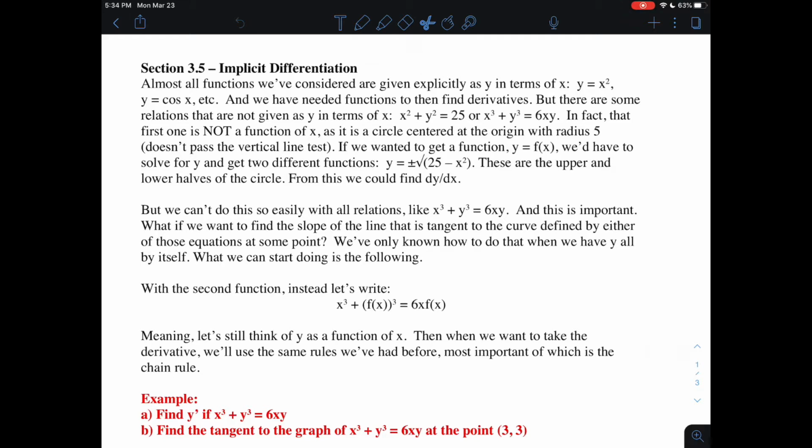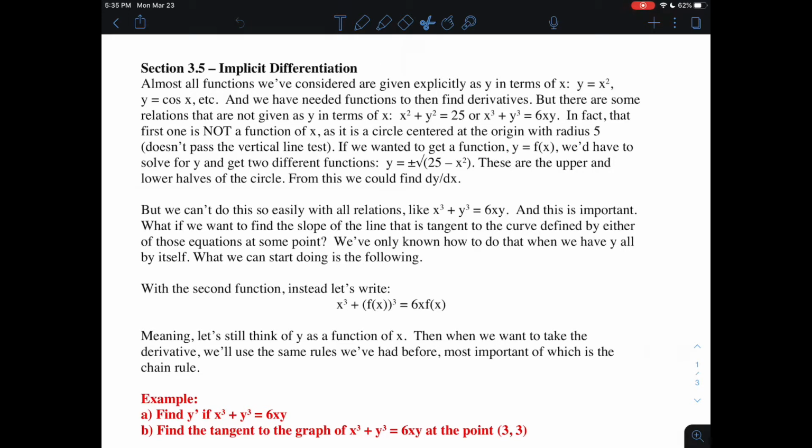But there are some relations that are not given as y in terms of x, such as x squared plus y squared equals 25, or even something else like x cubed plus y cubed equals 6xy. In fact, both of those aren't even functions of x, as you're going to see. The first one, x squared plus y squared equals 25, is a circle centered at the origin with radius 5, which means it wouldn't pass the vertical line test. The second one we'll see a graph of in a little bit.